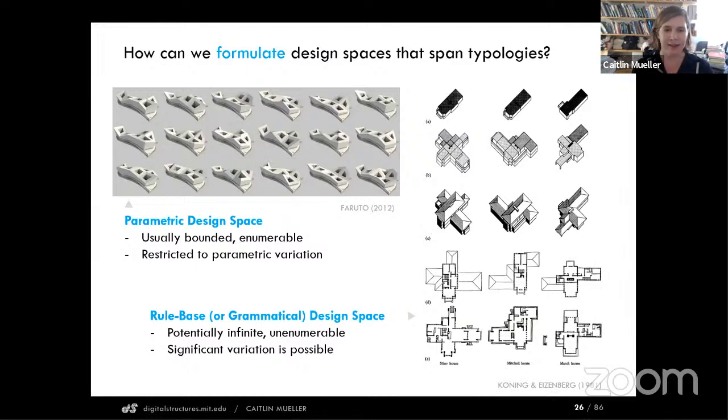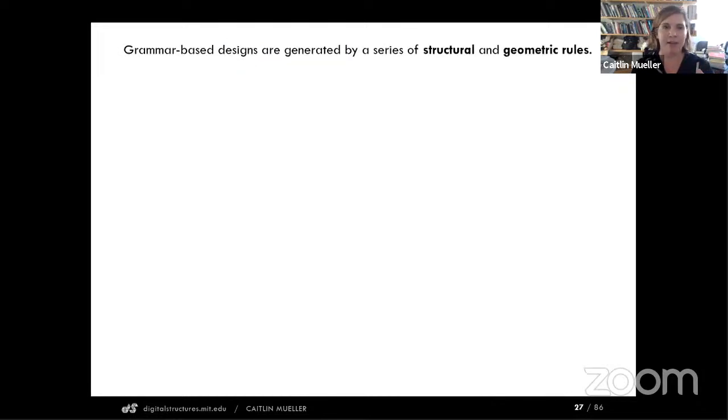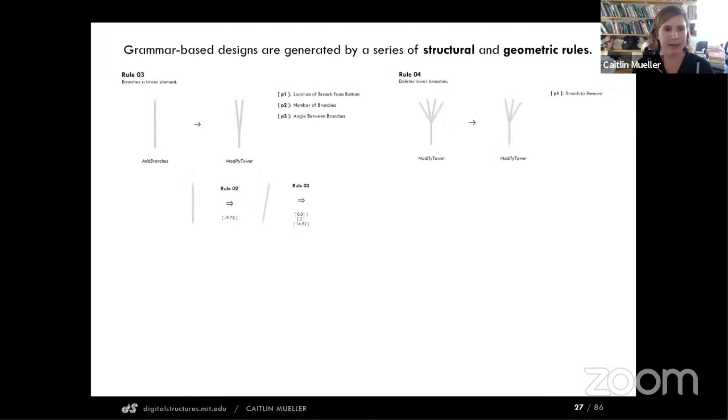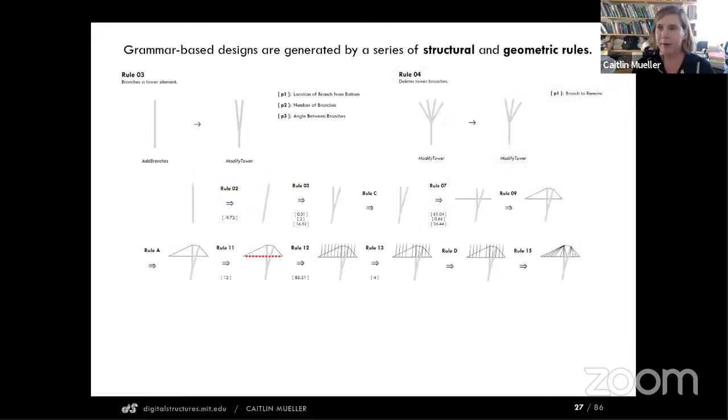And the reason is that there's not a fixed length vector representation of these designs, but instead they're generated by applying rules in a particular sequence, but in a very open-ended way where rules can be applied infinitely. And so in some of my work, I've used rule-based design to generate structural systems that are both really visually diverse, but also high-performing. And this is an example of a bridge that we could generate with a grammar.